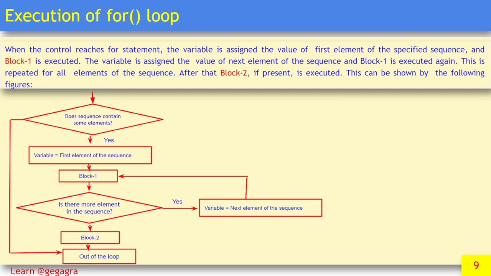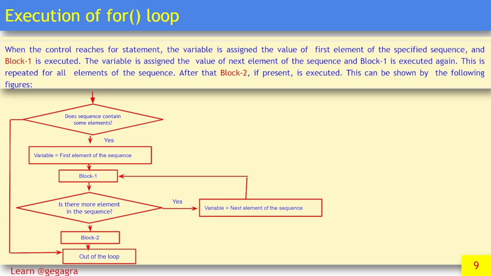And the next, is there any more? Are there more elements in the sequence? If yes, then the next value of the variable comes in. So the variable is equal to the next element of the sequence, and it comes back to block 1 to execute again, and then it will come to this diamond. Here it will again check, are there more elements in the sequence? If yes, then the variable is updated and comes back to block 1, and again it will come to this diamond box where the condition is checked whether there is any other element of the sequence.